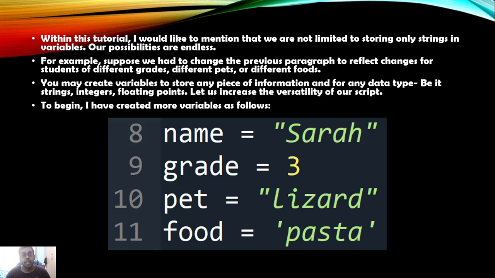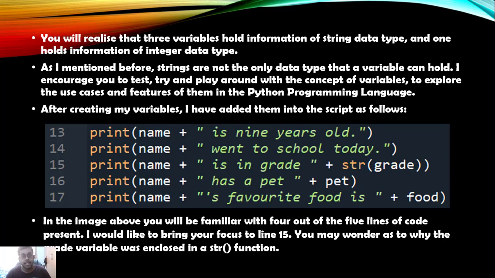To begin, I have created more variables as follows. name = "Sarah", grade = 3, pet = "lizard", food = "pasta". You will realize that 3 variables hold information of string data type and one holds information of integer data type. As I mentioned before, strings are not the only data type that a variable can hold. I encourage you to test, try, and play around with the concept of variables to explore the use cases and features of them in the Python programming language.